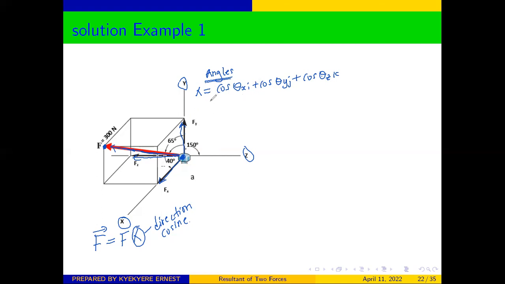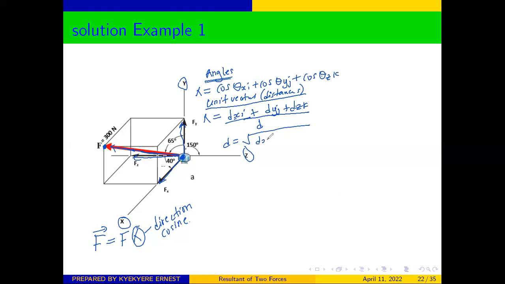You can also determine the direction cosine using unit vectors or distances. So in that case, lambda will be equal to dx i plus dy j plus dz k, where dx is the distance on the x-axis, dy is the distance on the y-axis, and dz is the distance on the z-axis, all over the magnitude of the distance d, where d is equal to the square root of x squared plus y squared plus z squared.